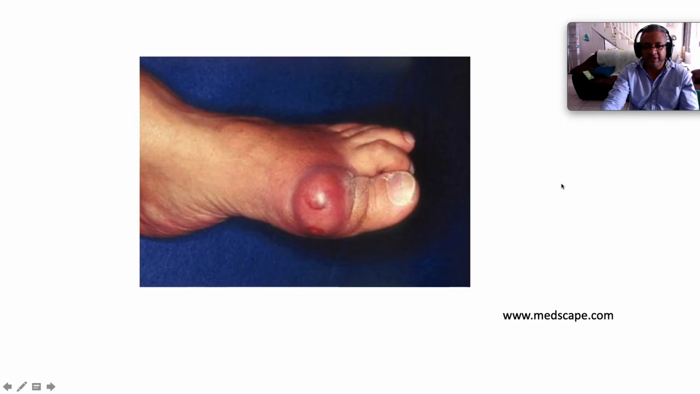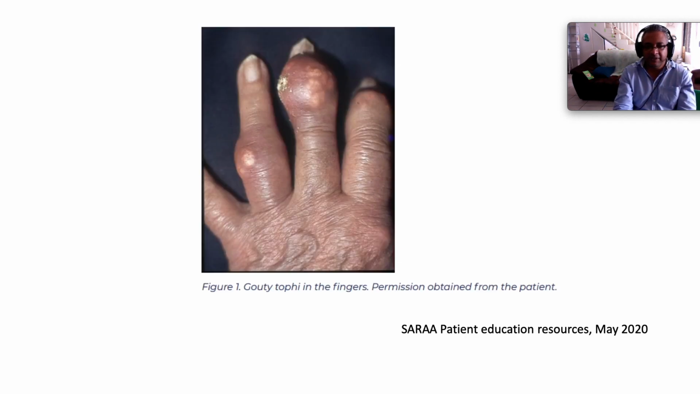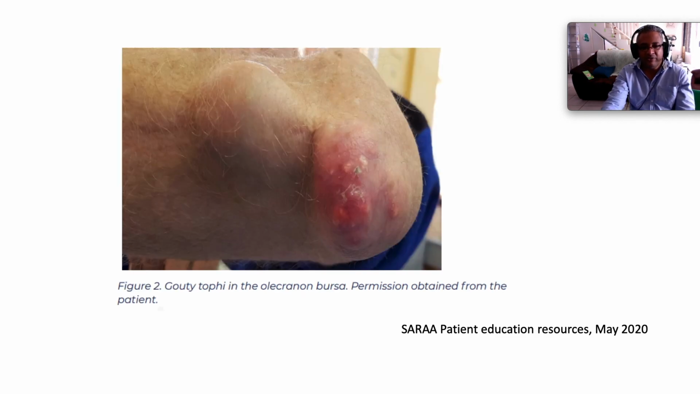Okay, this is a typical presentation of podagra. We can see the first metatarsophalangeal joint being involved here because of deposition of monosodium urate crystals in acute gout. Alrighty. Here is gouty tophi in the fingers. We can appreciate that. Here is gouty tophi in the olecranon bursa.